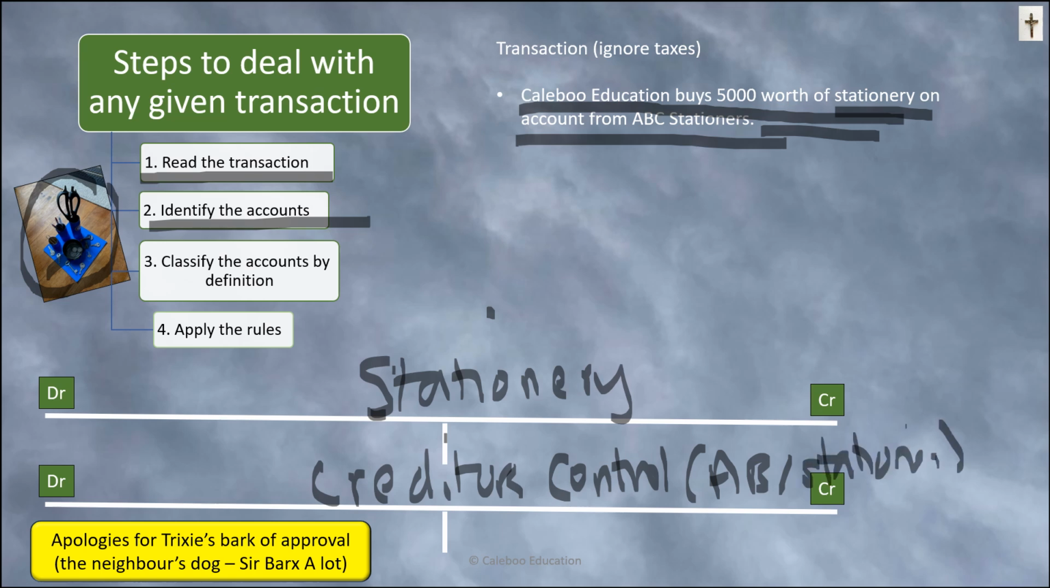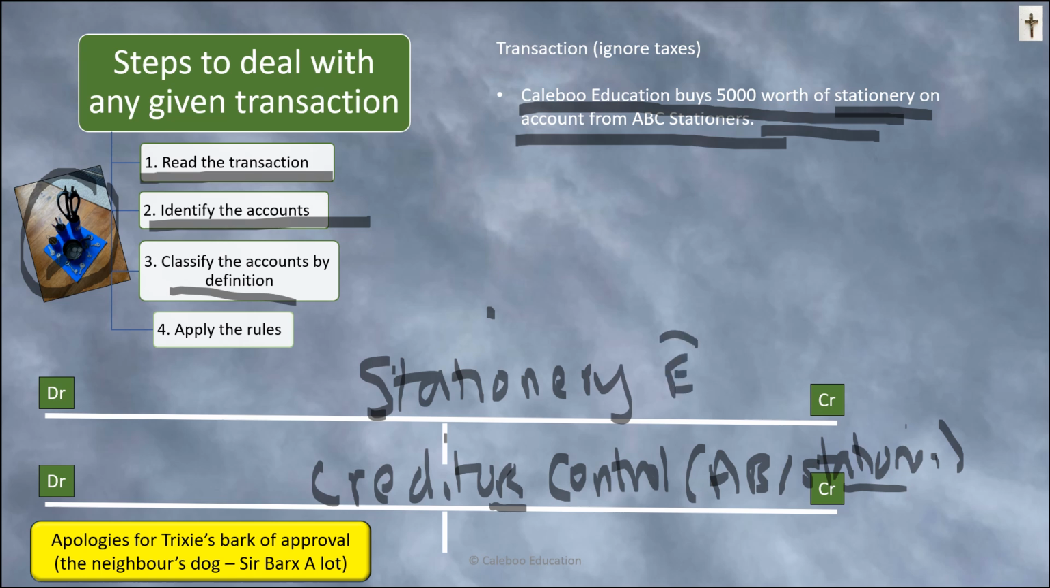But in the general ledger, the creditors control or accounts payable is a summary of the individual creditors. The individual creditors or suppliers with whom we have accounts will end up in the creditors ledger. So the general ledger account is, I'm going to use creditors control. And the other account, what did we purchase? It was stationery.